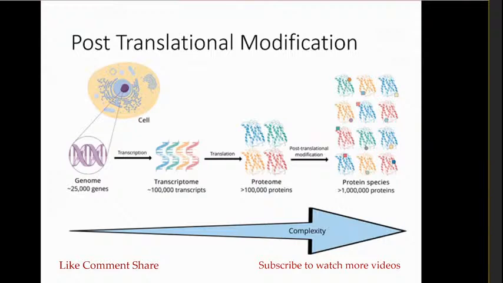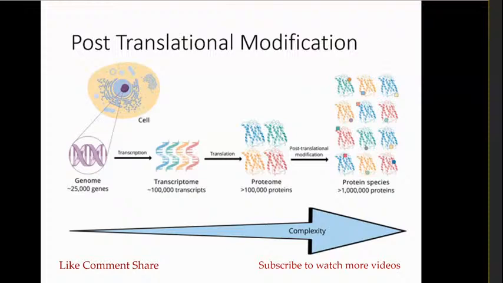Post-translational modification, why is it important? Every genome has the transcription process, after which it produces the mRNA. That mRNA undergoes the translation process to produce the protein. Formed proteins undergo various chemical reactions: phosphorylation, acetylation, methylation. These are natural chemical reactions that happen in the human body.